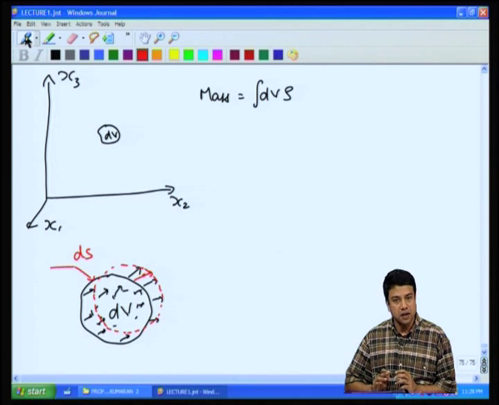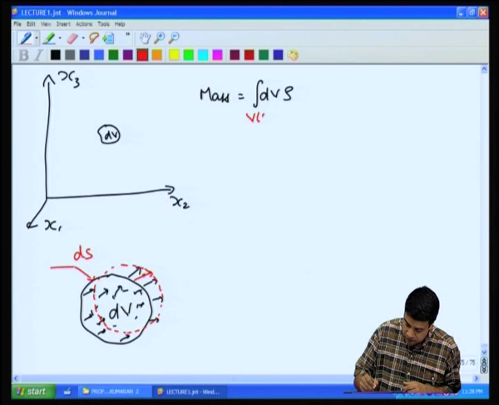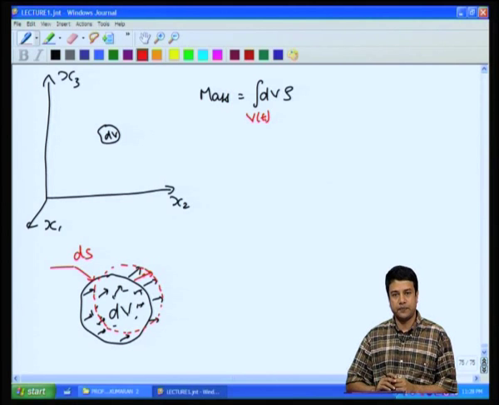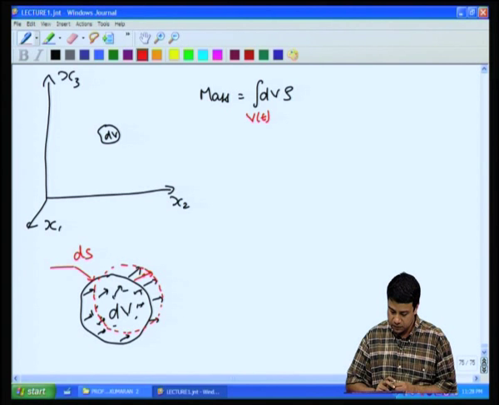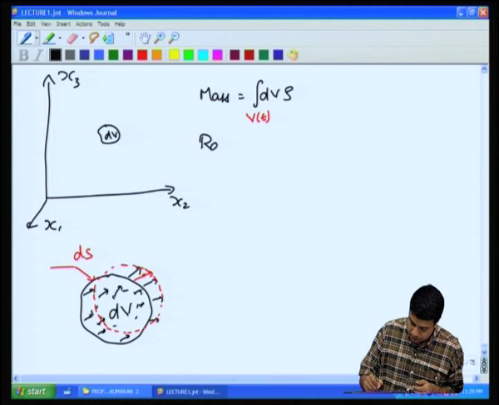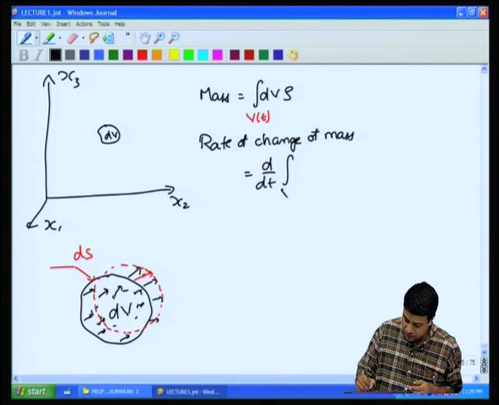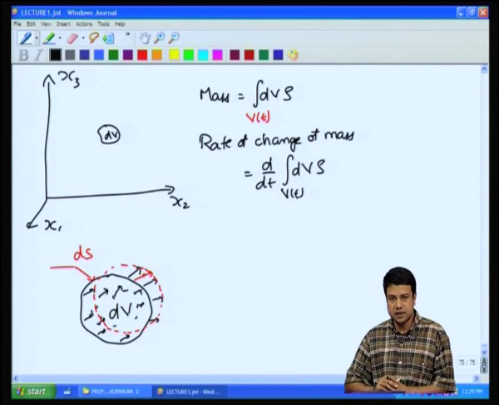And within this moving surface, the mass is defined as the integral over this volume, which is a function of time, of dV times rho. Now, the rate of change of mass is equal to the time derivative of the integral over this volume of dV times rho.